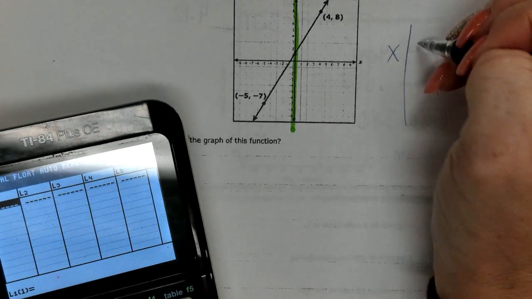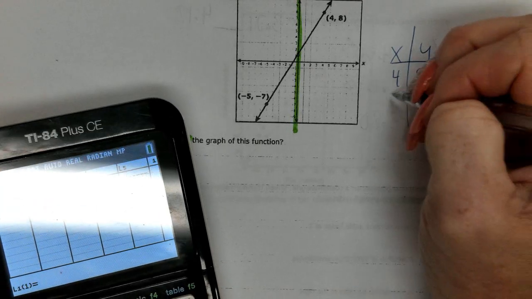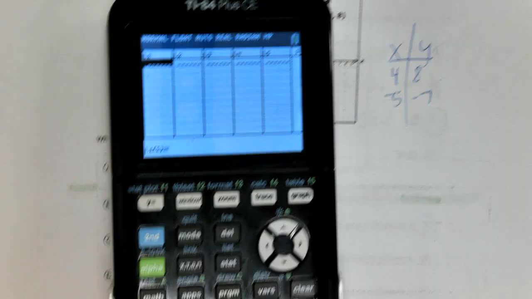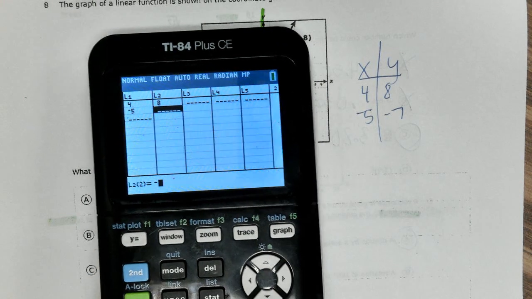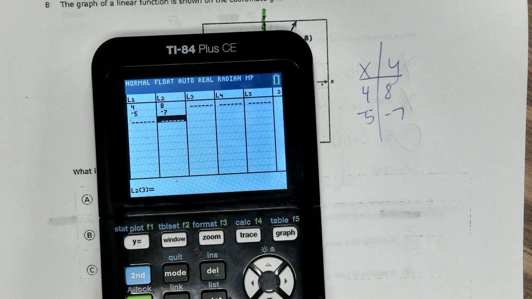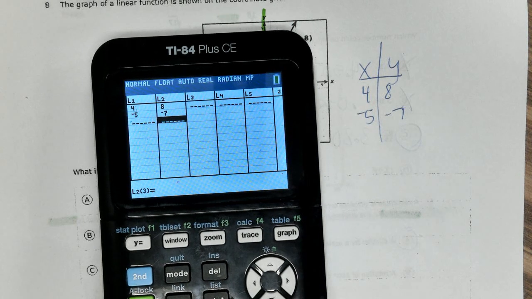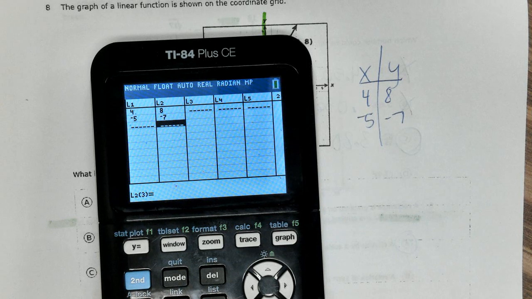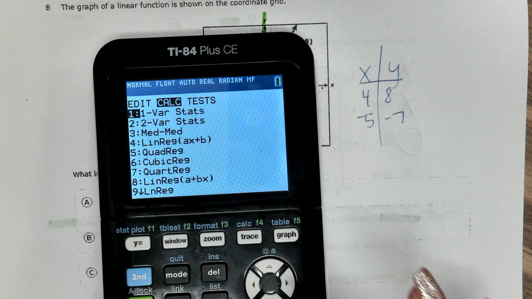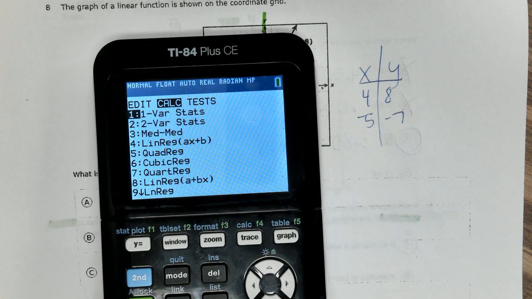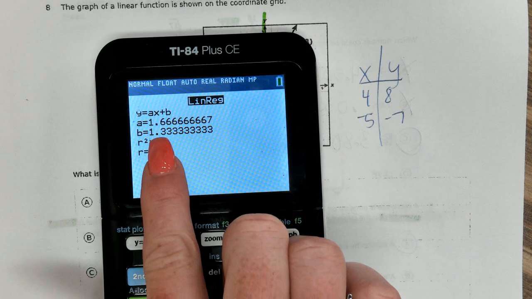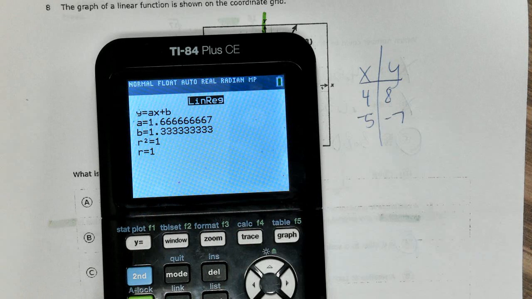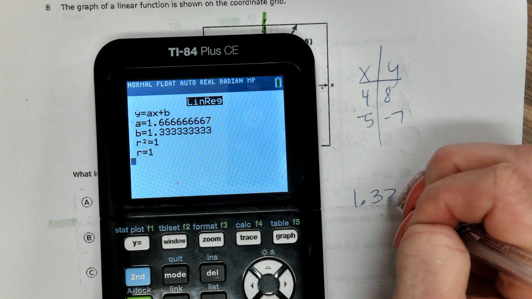Now, remember, if you need to, make yourself a table so that it's easier to put in stat like that. So I have 4 and negative 5, and then I have 8 and negative 7. Again, I don't see everybody doing this with me. Now I go to stat calc, option 4. What is the y-intercept? 1.3 repeating. Write that down. 1.3 repeating.